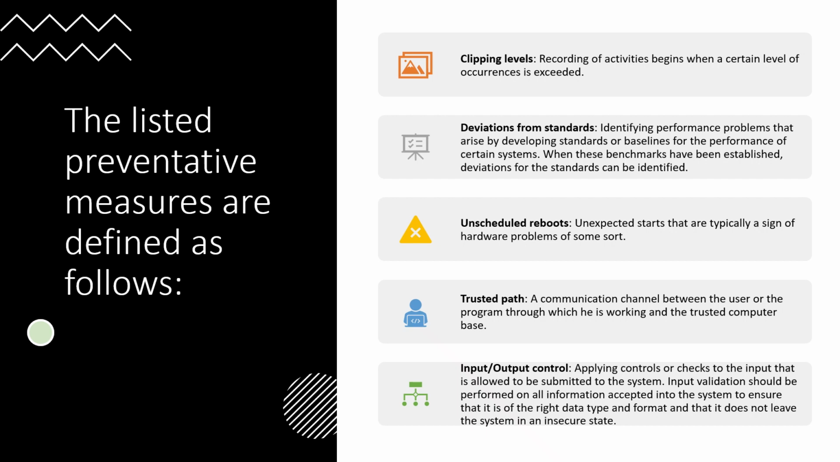Trusted path: a communication channel between the user or the program through which he is working and the trusted computer base. And input-output control: applying controls or checks to the input that is allowed to be submitted to the system. Input validation should be performed on all information accepted into the system to ensure that it is of the right data type and format and that it does not leave the system in an insecure state.